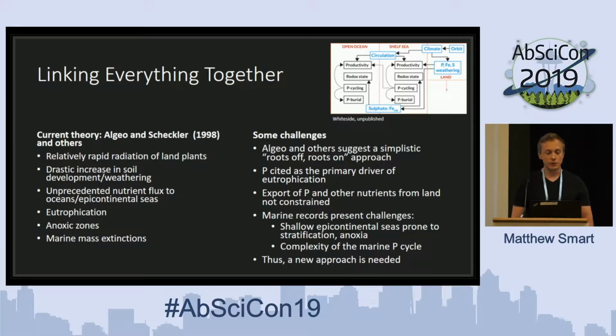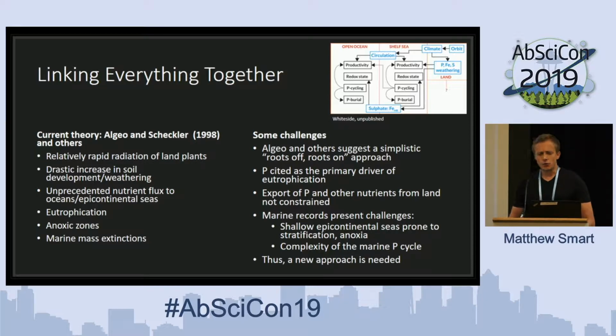It has a few challenges, however. The first of which is that it's kind of a simplistic roots off, roots on approach. So we go from no roots to roots and a pulse of weathering. In reality, this probably happened in multiple smaller pulses at different times in different locations. And then phosphorus is cited as a primary driver of this eutrophication. But we don't have a constraint on how much phosphorus was exported and when. And this is primarily due to the challenges in interpreting marine records for phosphorus in particular. It's very difficult to get a handle on export from land using marine records.